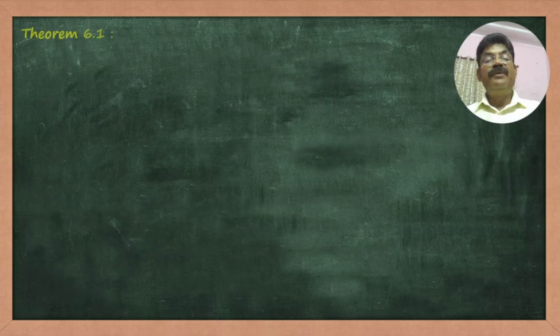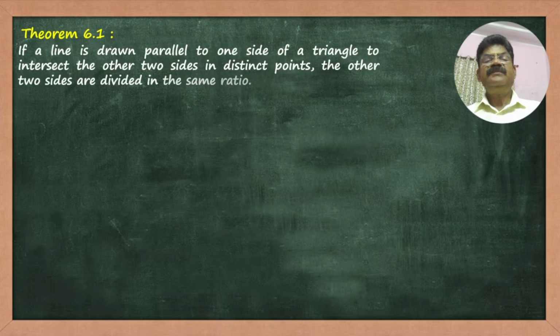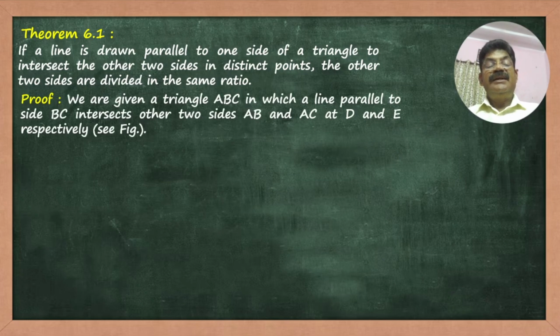Now, we put this result in the form of a theorem. Theorem 6.1. If a line is drawn parallel to one side of a triangle to intersect the other two sides in distinct points, the other two sides are divided in the same ratio. It is a very interesting result. Now let us see the proof.